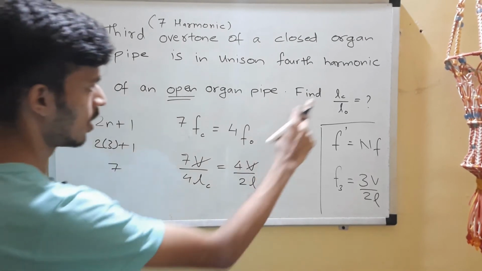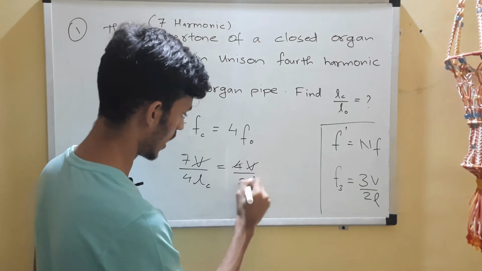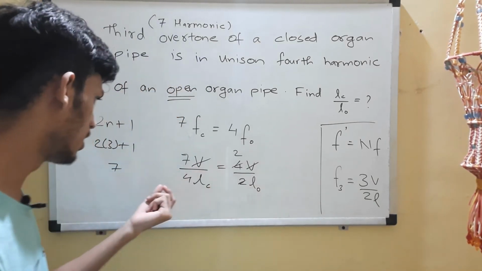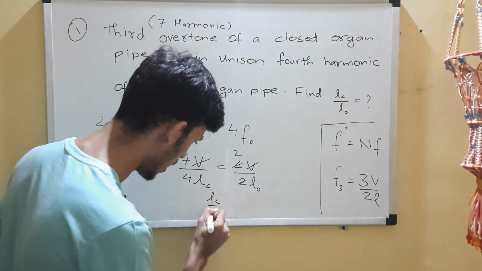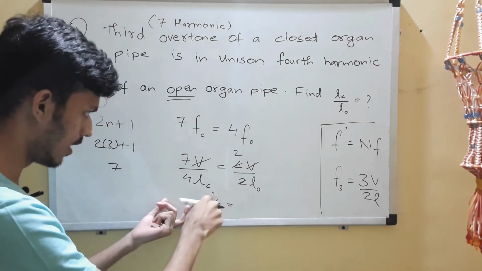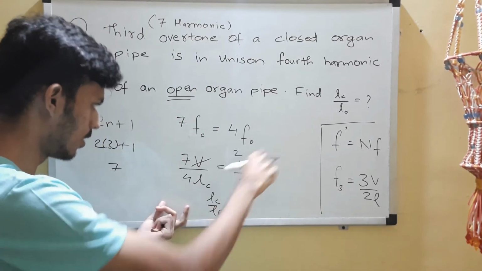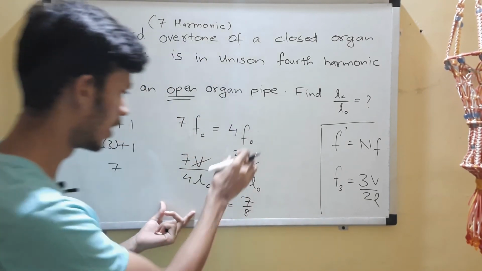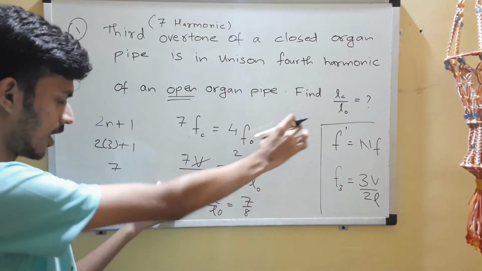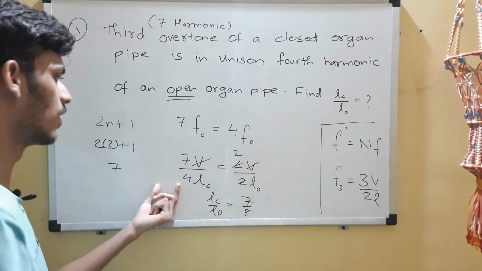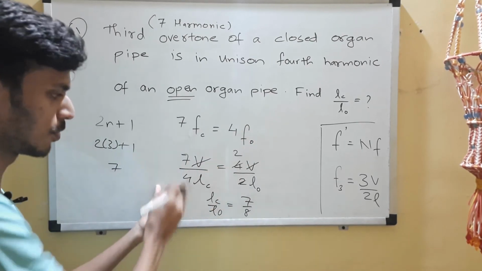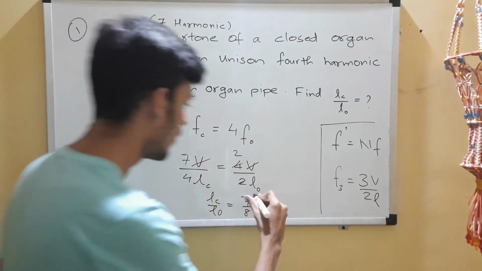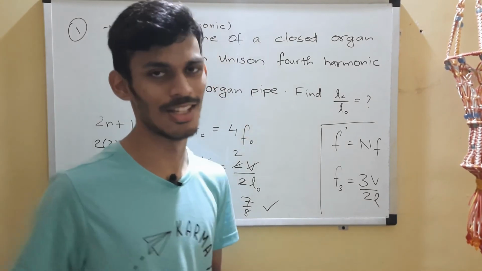We are supposed to find LC by LO, so we can cancel this, and you'll see that LC by LO, you can take LC to the other side, bring 2 over here, will be 7 by 8, right? 4 2s are 8. So 7 by 8 is the correct answer over here.